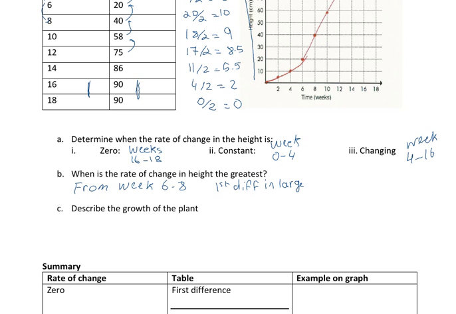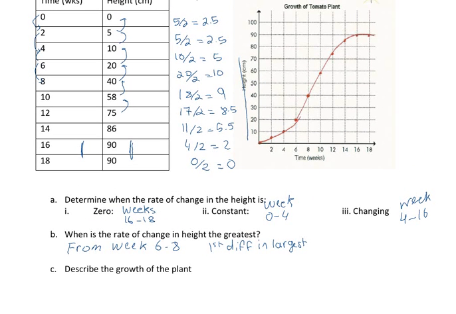If you look right here, between week 6 and 8, you see that my line is the steepest line. This is steep, but this one is a little bit less steep, and this is a little bit steeper than the other one. So it's not only that it has the highest slope, you can also see it on the graph as the steepest line.